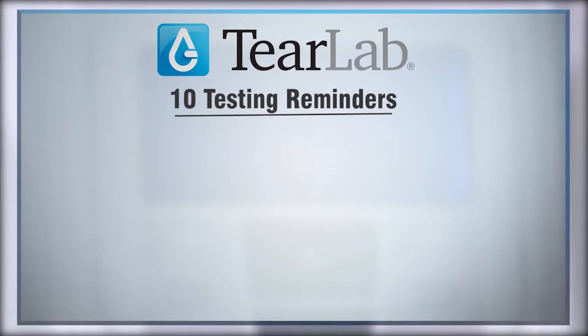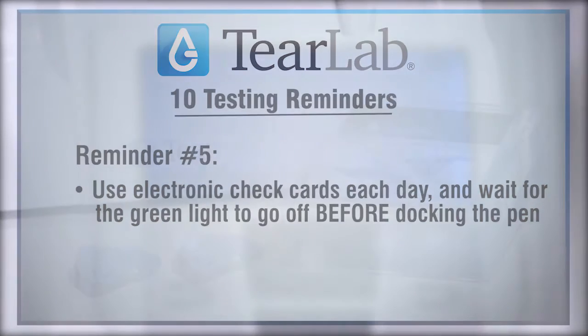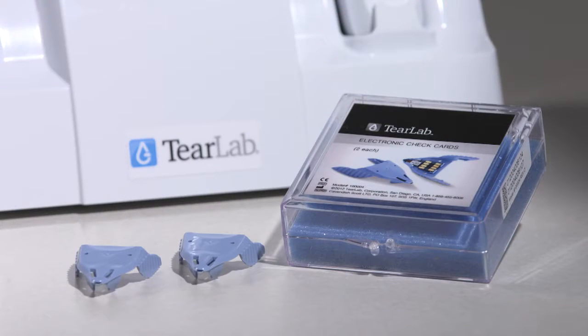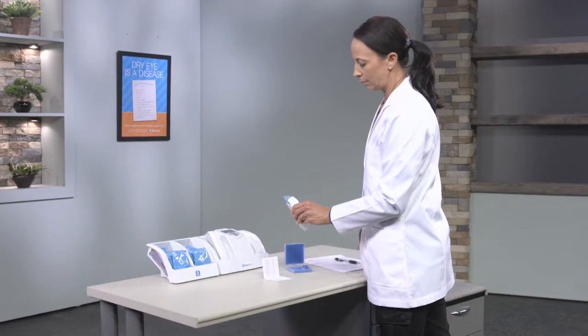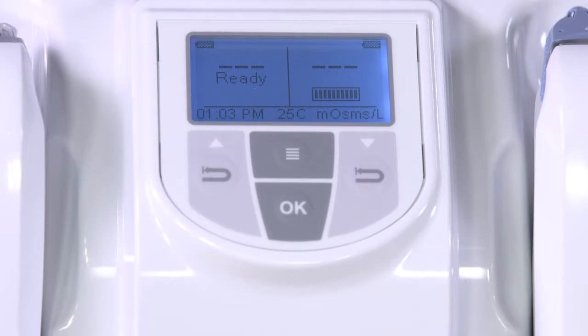Reminder number 5. Use electronic check cards each day and wait for the green light to go off before docking the pen. The blue electronic check cards, which are identical, provide a simple and quick way to confirm that the hardware and electronics within the reader and pen are functioning properly. The electronic check cards should always read 334 plus or minus 3.